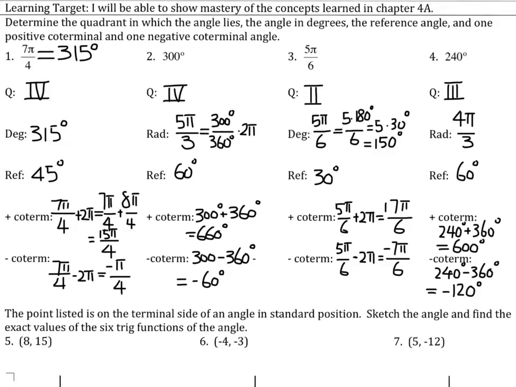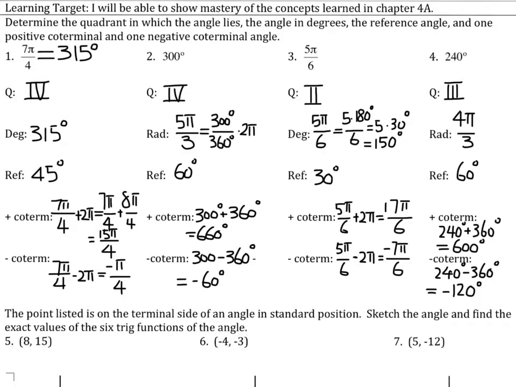What's the reference angle? Again, the closest one would be 360. Take 360 minus 300, the given angle. That's 60 degrees, and that's going to be our reference angle. Positive coterminal angles: I take 300 plus 360 to go around one circle, which is 660 degrees. Negative coterminal angles: 300 minus 360, I have negative 60 degrees.